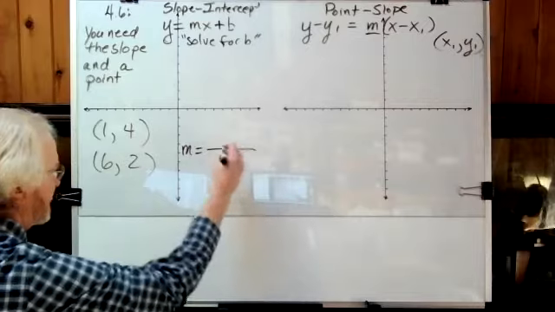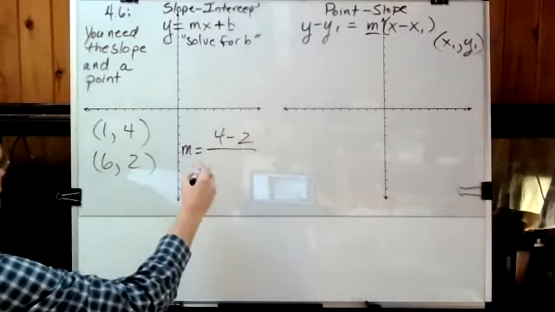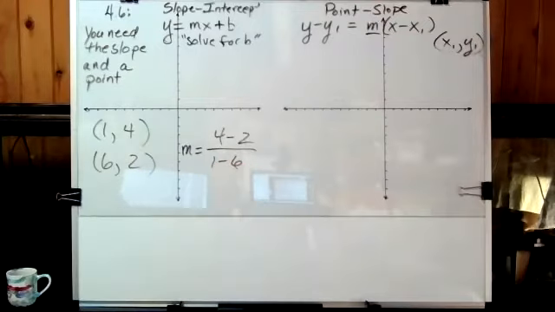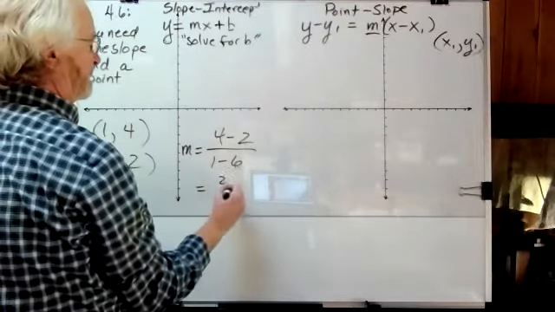This should be this easy. Let's see, 4 minus 2, 1 minus 6. I think I'm going to get a fraction again. Darn it. I have to double check these examples I have.